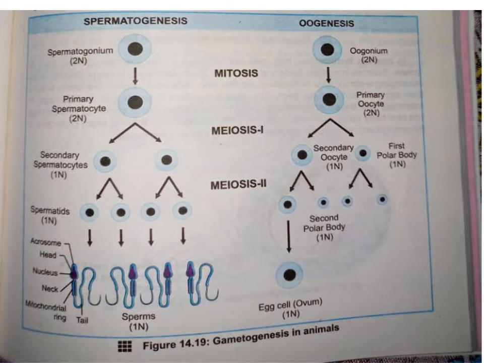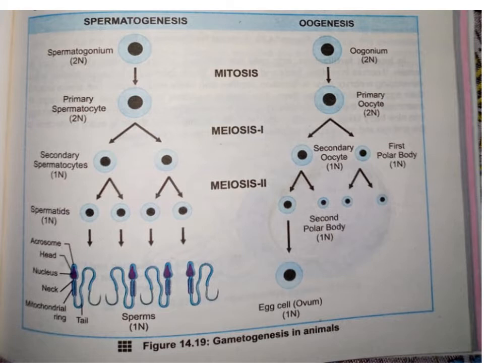So now I will discuss about oogenesis. Small cells of the ovary prepare structures called follicles, in which many diploid oogonia are present. Some oogonia produce diploid primary oocytes. One of the primary oocytes completes meiosis I and produces two haploid cells. The smaller cell is called first polar body and the larger one is called secondary oocyte.